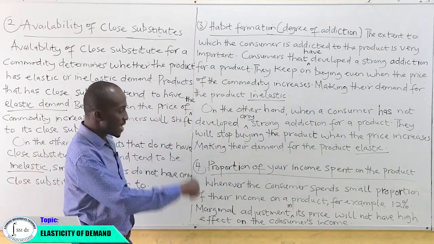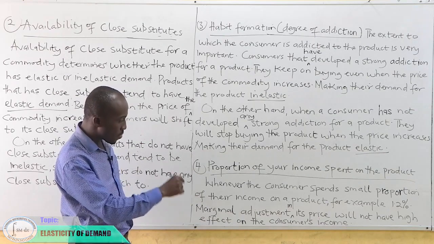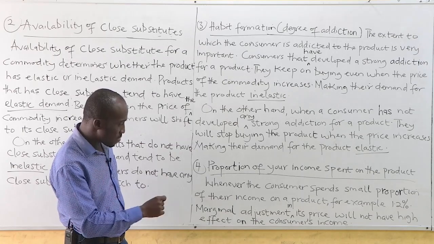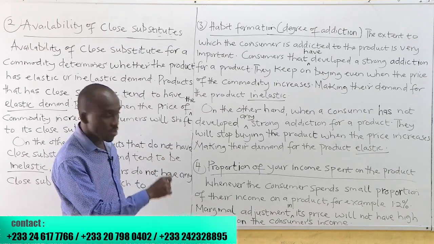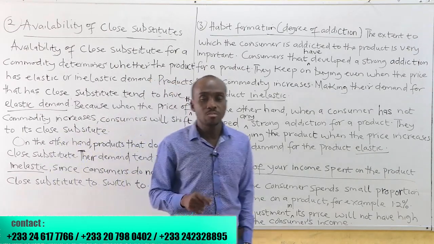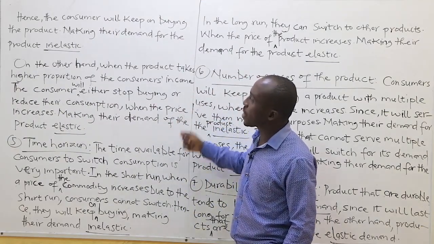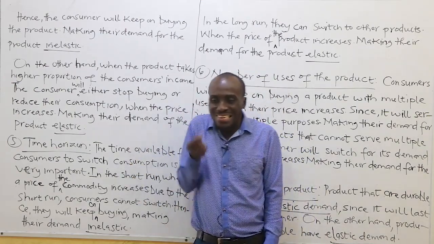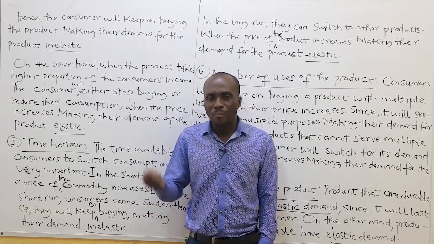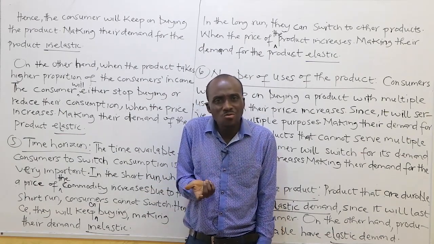Number 4, proportion of your income spent on the product. Whenever the product takes a small proportion of the consumer's income, for example 1.2%, a marginal adjustment in its price will not have a high effect on the consumer's income. Hence, the consumer will keep on buying the product, making the demand for the product inelastic. When a product takes a small chunk of your income, maybe you earn 6,000, you're going to buy a pen. A pen is 1 cedi. When you go and the pen has increased to 1 cedi 20 pesewas, what is 20 pesewas to you?